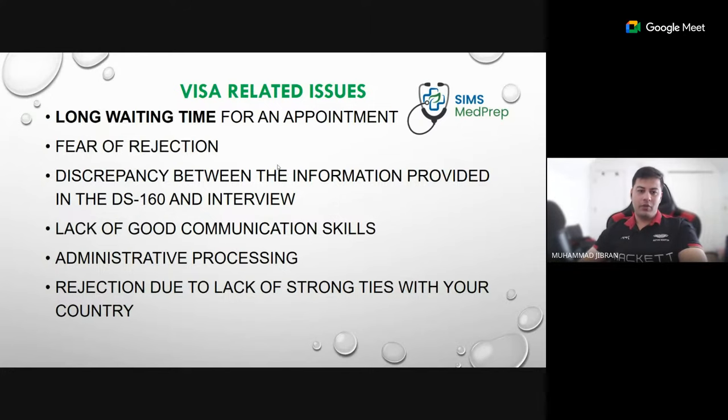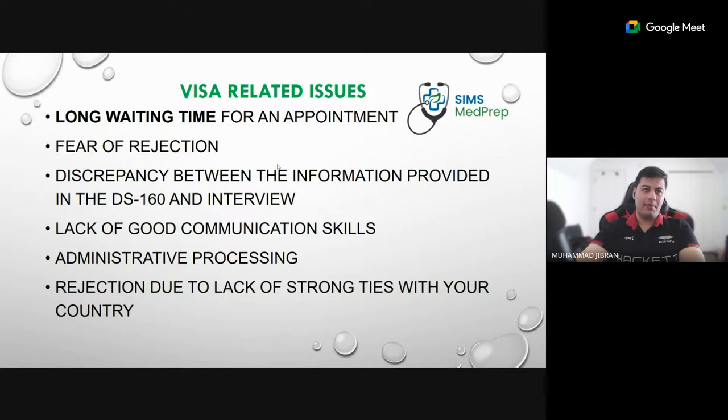All right. So the visa related issues, this is one of the main issues people are facing these days, like getting their visa either rejected or delayed, or not getting the appointment. So there are multiple issues. The main one is the long waiting time for an appointment that I already mentioned. Whenever you make the decision, you need to start working on the DS-160, complete it, and have an appointment for the next year, so that you don't have to go to travel agents that frequently.